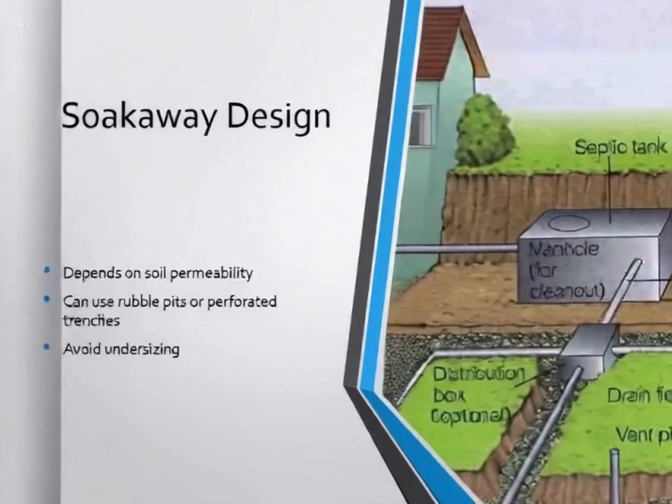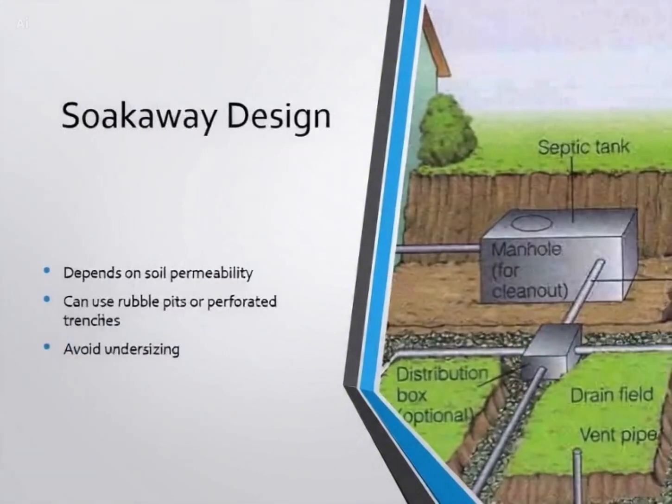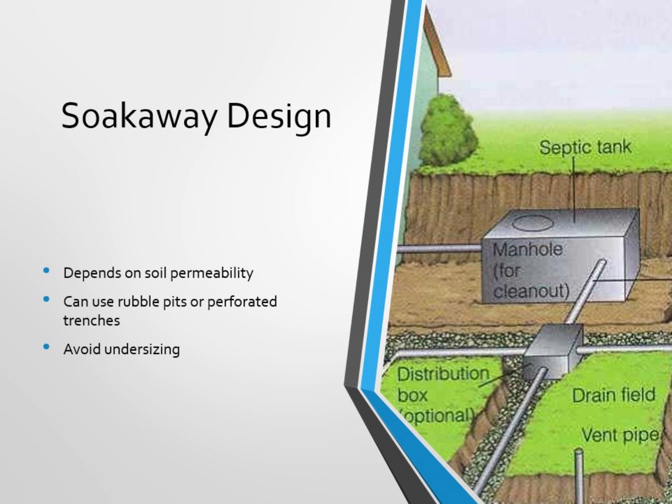Soakaway design. The soakaway disposes treated effluent into the soil. Design depends on soil permeability, effluent volume, groundwater level, ground slope, and the water table depth. Typical soakaway types include rubble-filled pits or perforated pipe trenches. Never undersize the soakaway. A failing soakaway can cause overflow, bad odors, and surface ponding.